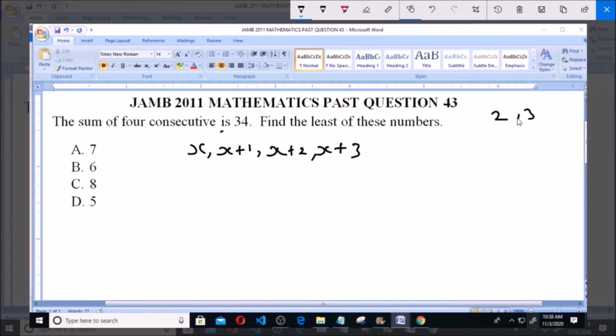3. So that is what? 2 plus 1. That's what we just did here now. So x plus 1, x plus 2, x plus 3. These are the 4 consecutive numbers. But the least number here is actually x.